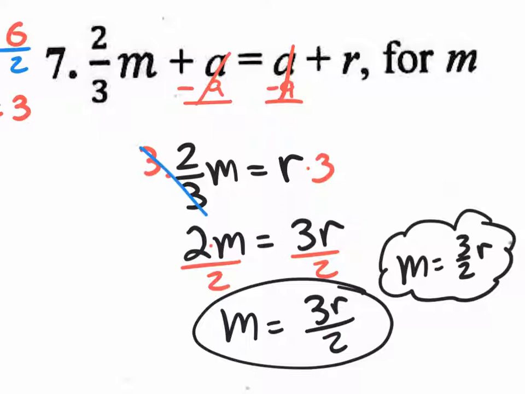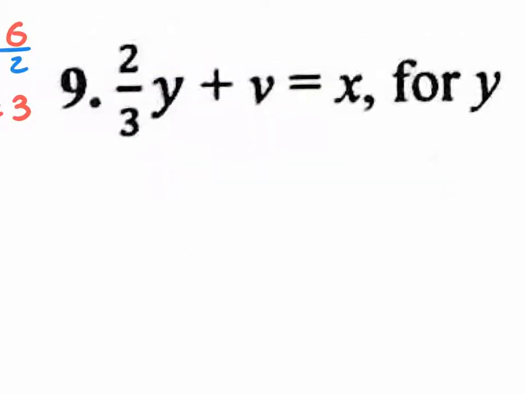Let's try number 9. So on number 9, we're going to be solving for y. And y is clearly on the left side of the equal sign. It's definitely not by itself. Y is the movie star. 2/3 is the movie star's buddy. V is the bum at the corner. So let's get rid of that v by subtracting v. And what I do to one side, I do to the other side.